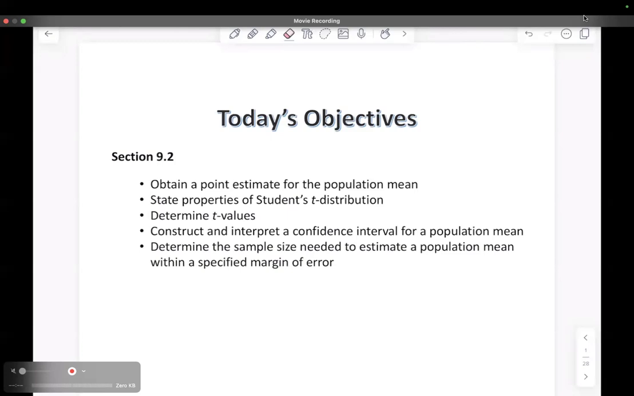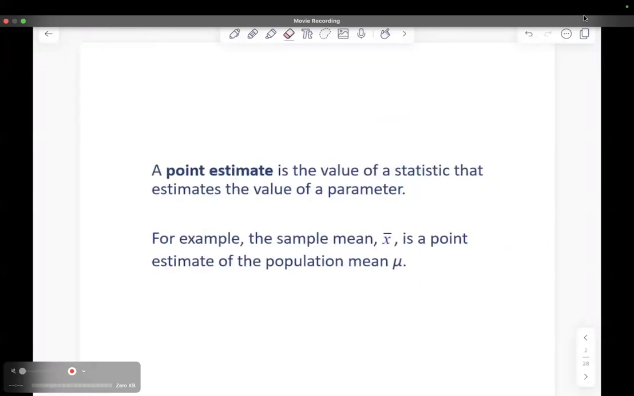And then also, after we construct our confidence interval, we will work backwards and we'll look at how to find the sample size to estimate the population mean. So basically, we're doing everything we did in 9.1, but we're doing it with means instead of proportions. So it is basically the same thing. So I don't even need to re-explain what a confidence interval is because it's the same thing, it's just with means, right? So point estimate, we already have this definition.